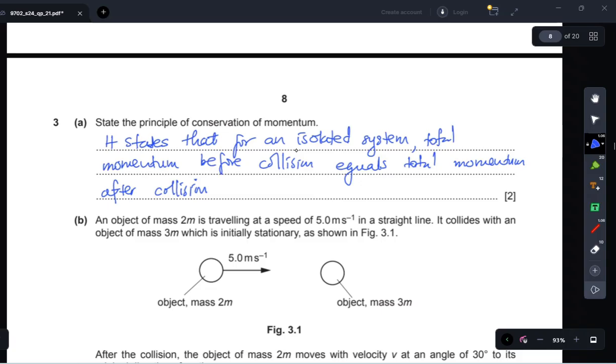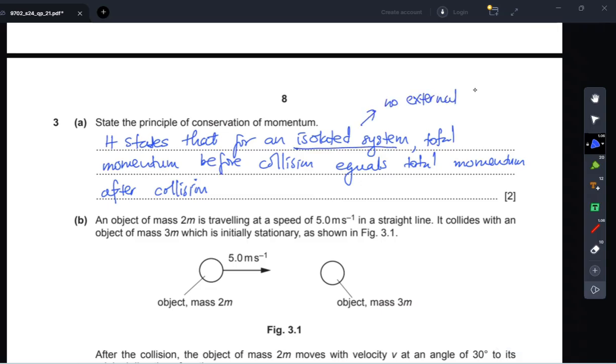When we say a system is isolated, we mean that there are no external factors or forces acting on that system. So if you don't highlight that this is an isolated system, you're not going to get all the 2 marks. If you just say total momentum before collision equals total momentum after collision, and you don't highlight that this is an isolated system, or you can say closed system, isolated or closed system is still the same. So this has to be clear that it's a closed system and there is nothing else affecting that whole system.